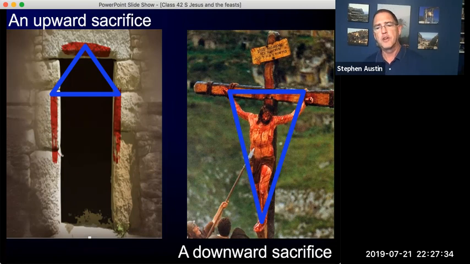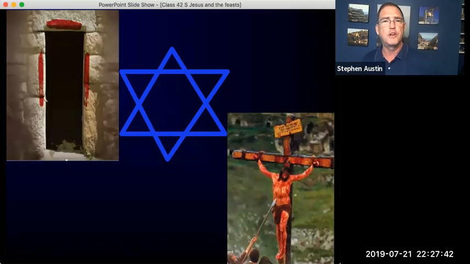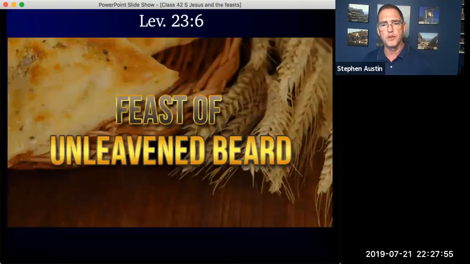Now, the interesting thing that one person pointed out is that if you take both of these triangles and superimpose one over the other, this is what you get. You get the Star of David, which is the star of the Jewish nation of Israel, even today. So that's an interesting combination there. So that is a representation then of Passover.